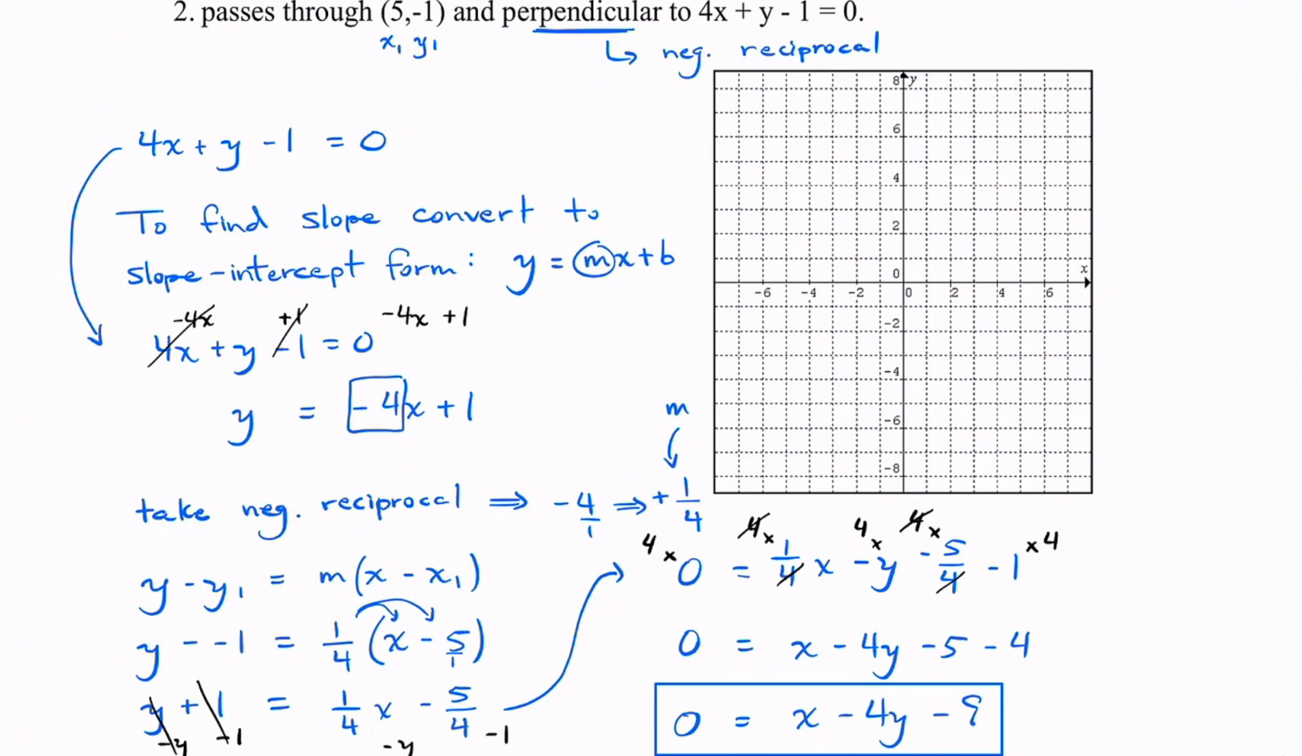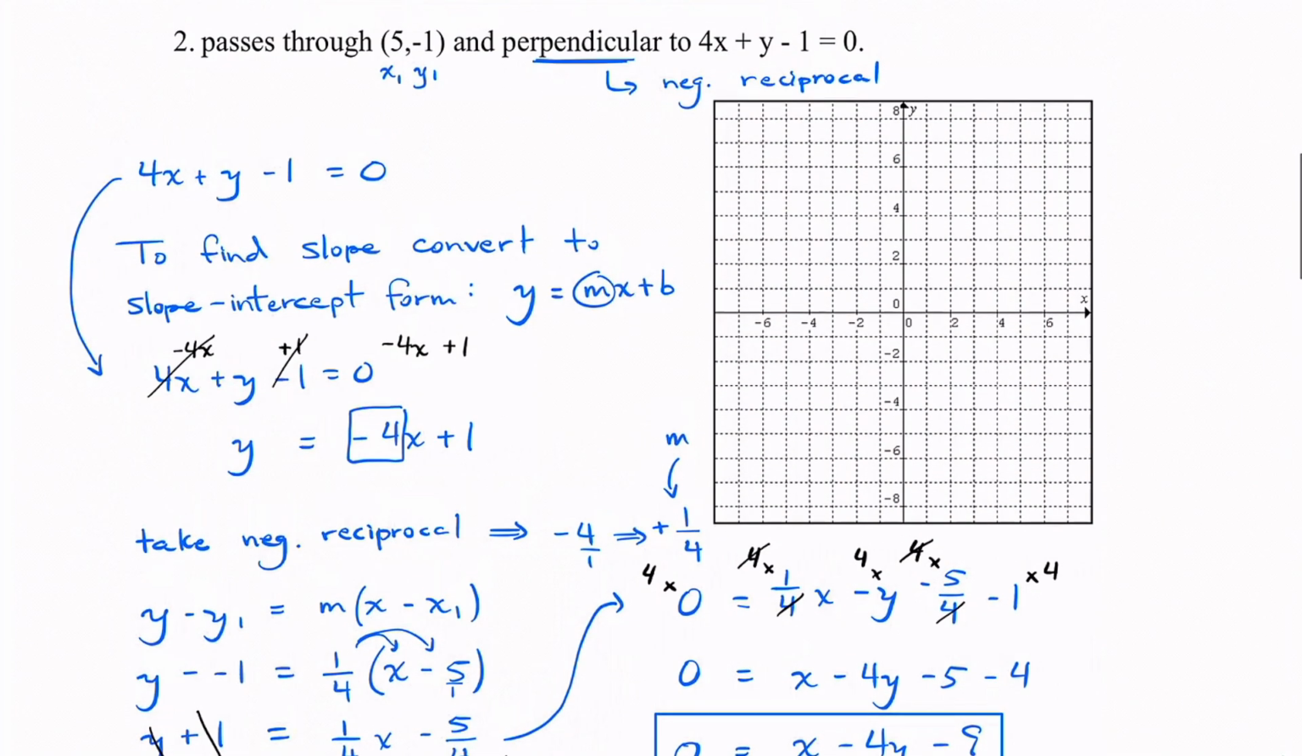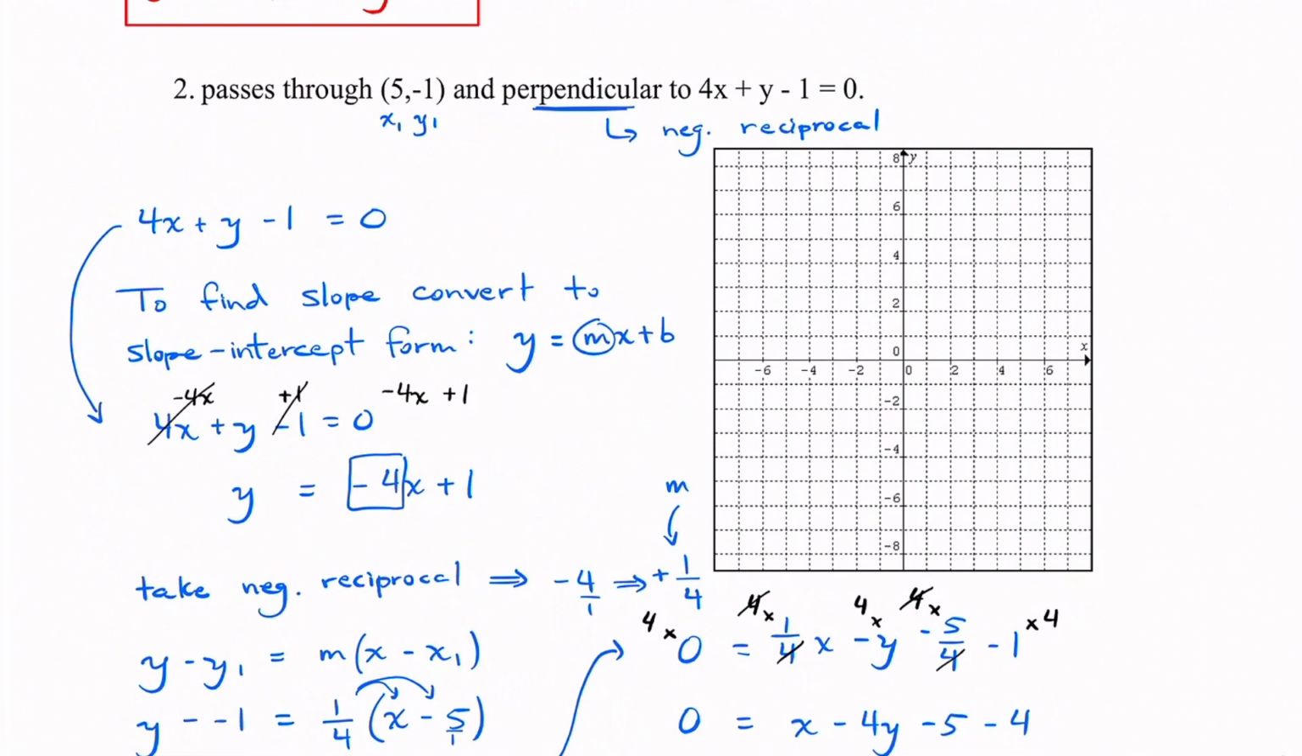Last thing we got to do is just give a quick sketch of this. We've got to graph it. So the things that we're going to need, a point. So I can use the point that we were given. So we're going to use this, 5 and -1.